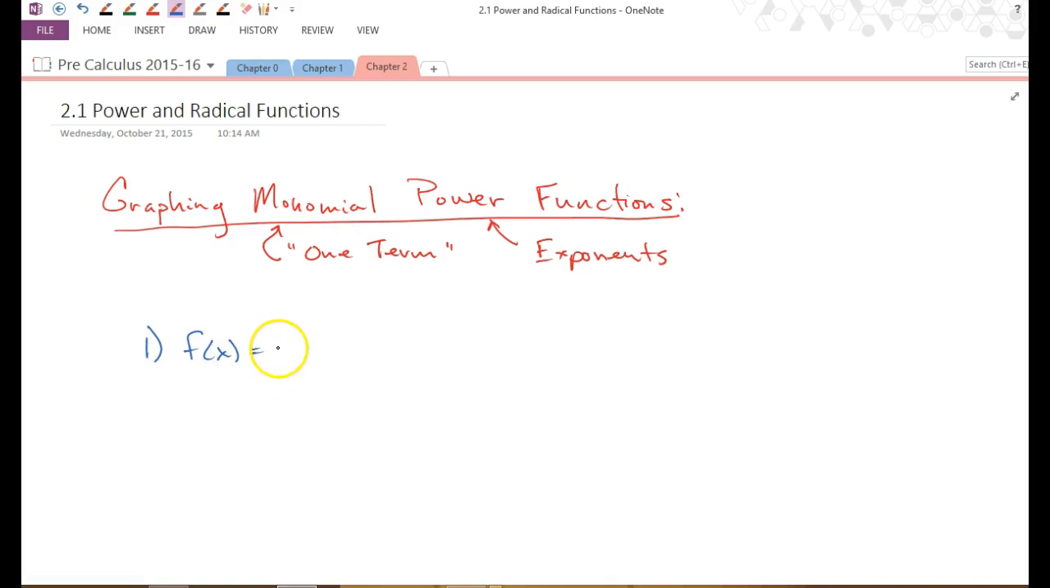First monomial I can think of is x squared. What does x squared look like? I hope you know that. It is a parabola. It goes right through the origin, even though I missed it. Let's pretend I did hit it. The next monomial would be like x cubed, right? What does an x cubed look like?